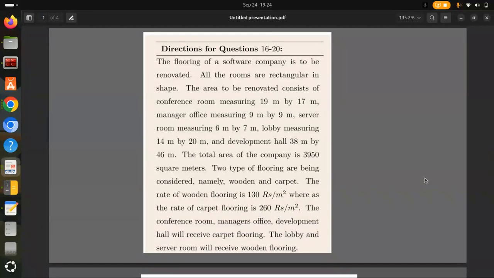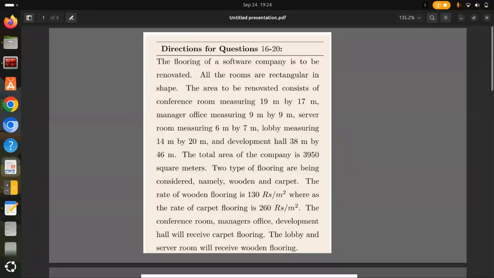Here is the question. So this looks like the flooring of a software company is to be renovated, and all the rooms are rectangular in shape. So some information is given like this. Let us try to make a note of this. For this kind of problem, it will be nice if you can make your own data table, because the data table is not given. Okay, so let us do that.